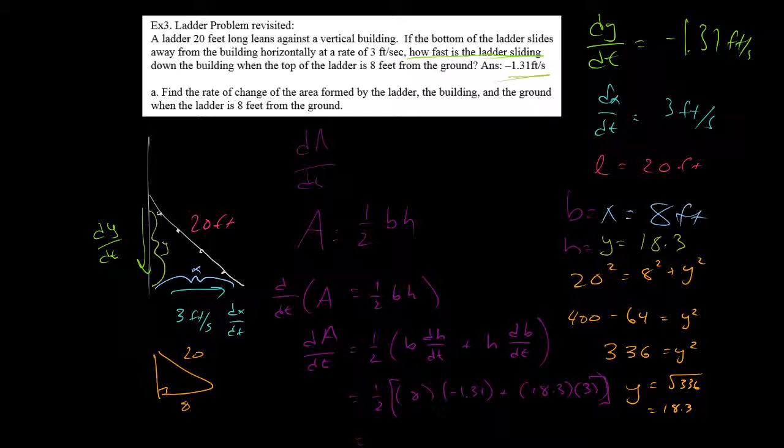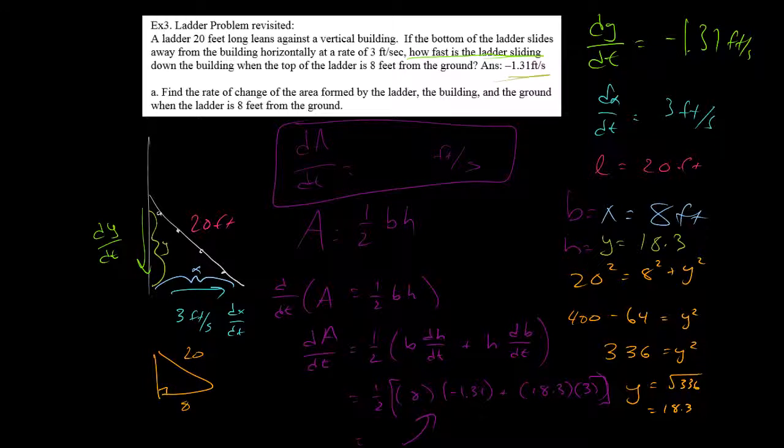And whatever you get for this lovely answer is going to be the derivative of our area with respect to time. So when you calculate it out, it's going to give you something, and it's going to be in feet per second, and that's what you're going to get.